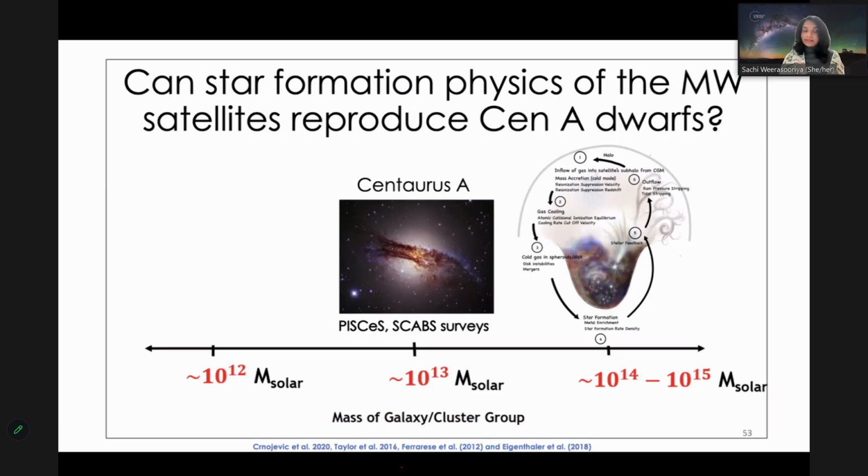So the second question that we are going to ask is, can star formation physics of the Milky Way satellites reproduce Centaurus A dwarf galaxies? Because we don't know much about dwarf galaxies of Centaurus A, we are going to apply the same physics that we found for Milky Way dwarf galaxies to a Centaurus A like simulation that has dwarf galaxies with dark matter halos.